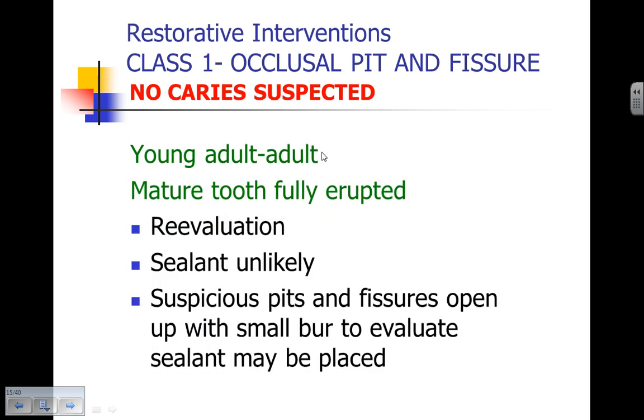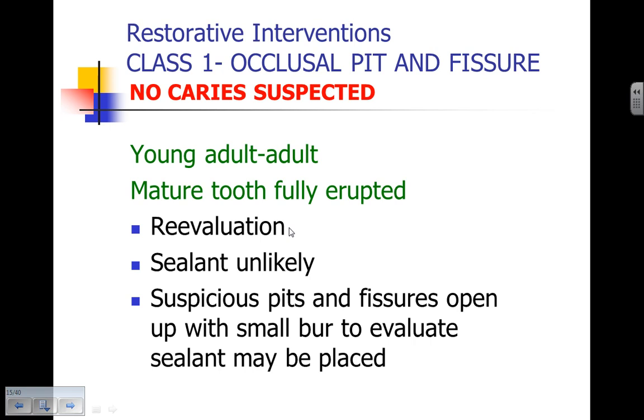Now we take the young adult, the adult patient, someone in their 20s, 30s, 40s. It's a mature tooth. It's fully erupted. We have seen past history of restorations for that patient by the other teeth that they have. We're going to reevaluate those teeth. We're going to clean them. We're going to dry them. We're going to look under magnification at the dry surface. We look for color changes. No, we're not going to poke and explore in and wiggle it around to see if we get a stick, because that's not a real good indication of the presence of pit and fissure caries.